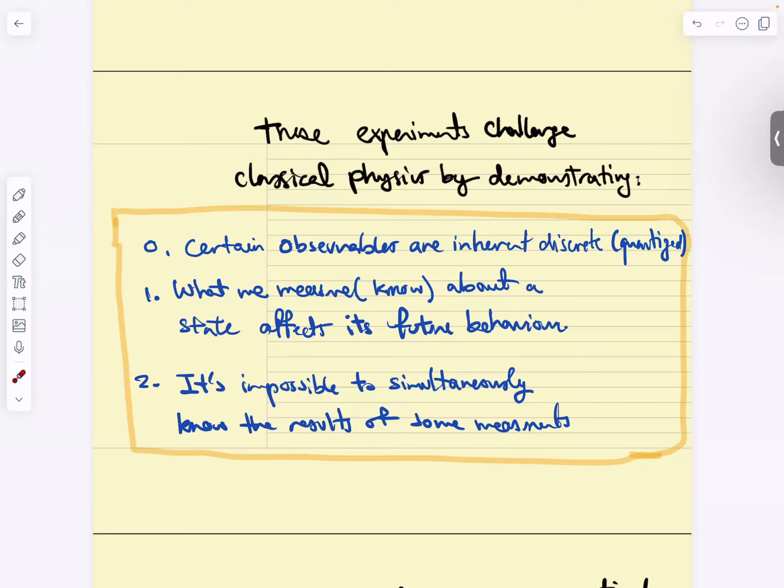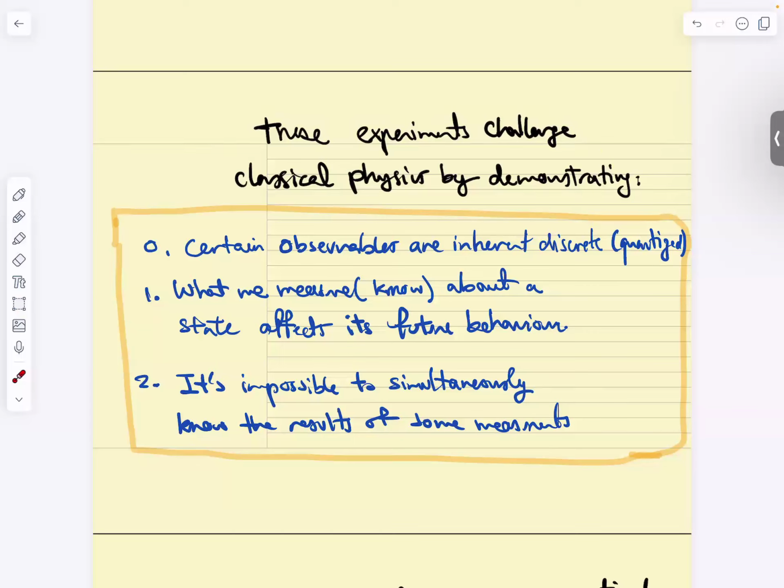So actually, it's not all measurements. Sometimes there are some measurements we're going to be talking about, so let me just tell you in advance. Some measurements in quantum mechanics, it would be impossible to simultaneously know the results. Such measurements, we're going to call them incompatible. Some measurements, we can know the results simultaneously. We're going to call them compatible.